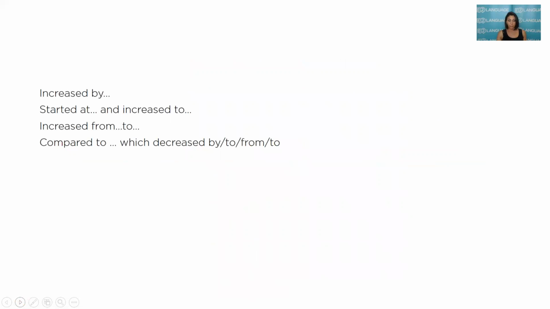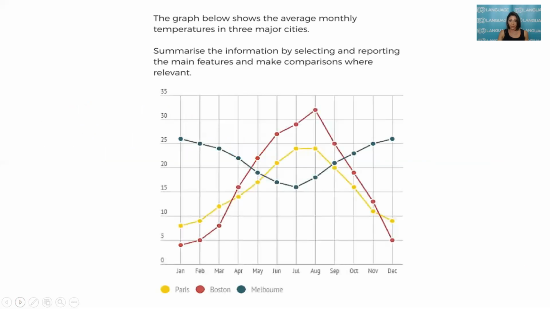So detailed description. Here is where we want to introduce statistics. So it increased by 10%, or started at 10% and increased to 30%. Increased from 10 to 20. Okay? So just using, again, remember, past tense verbs and the correct prepositions. So give that a try.